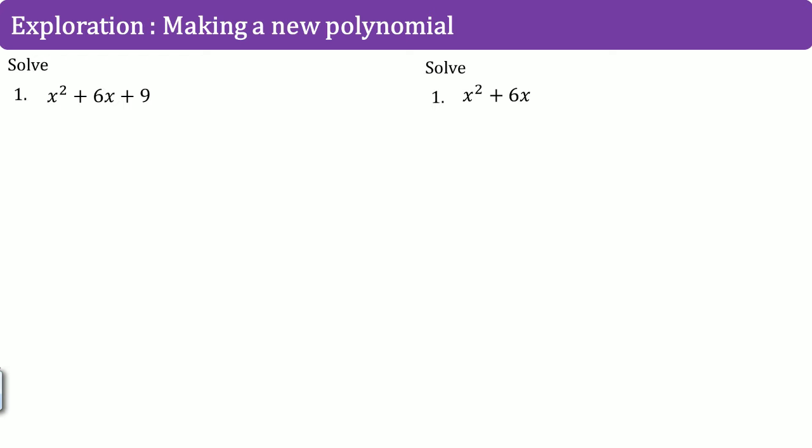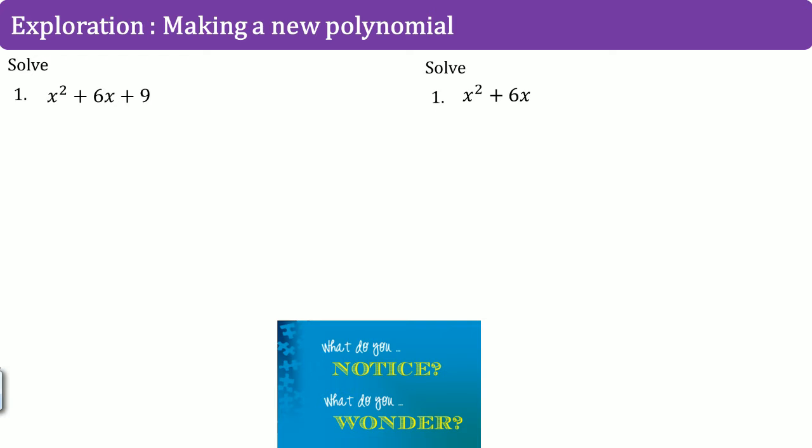Number 1. On the left hand side, it's x squared plus 6x plus 9. On the right hand side, it's just x squared plus 6x. So, what do you notice? What do you wonder? The left hand side, we would call this a complete standard form. The reason why it's complete is because it has all three things. It has an ax squared term plus a bx term and a c term. This is beautiful because a is equal to 1, b is equal to 6, and c is equal to 9.